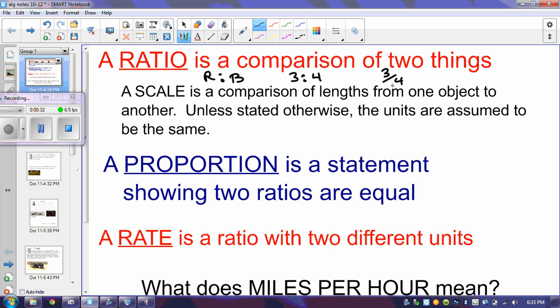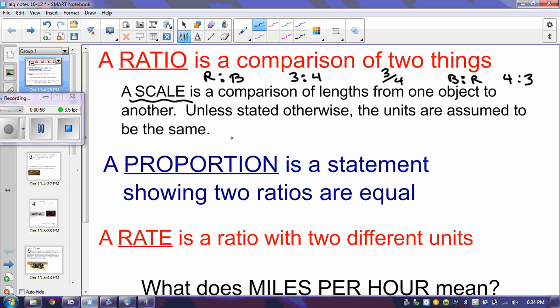red to blue. I want to make sure that I keep it matched up with this, my indicator here of what's being compared. If I switch it around this way, now I'm comparing it the other way around, blue to red. So you should always make sure that you've got some kind of a label indicating what your ratio is comparing. A scale is a special kind of ratio that we use to compare lengths.